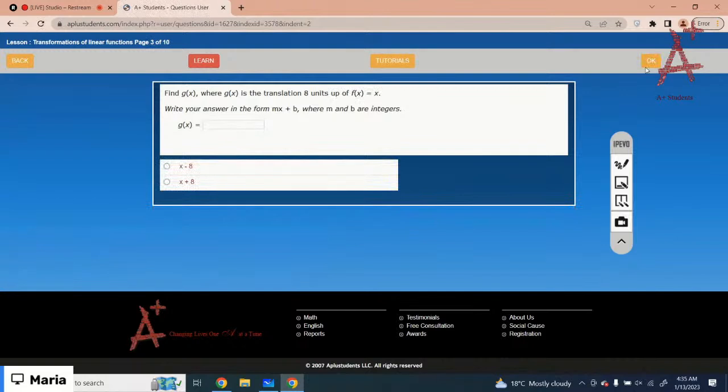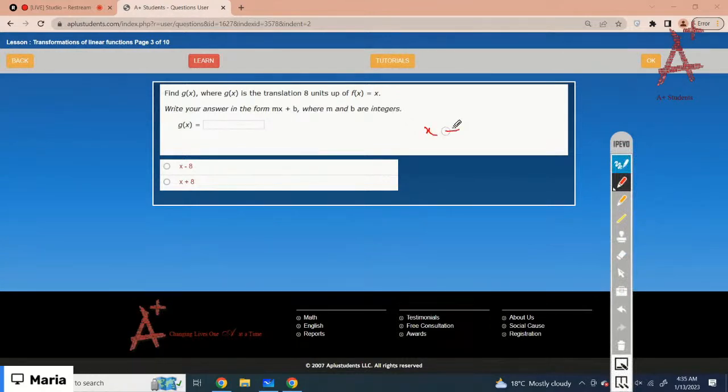Okay, the next one is: find g of x, where g of x is the translation 8 units up of f of x, got it? Now the function is translated 8 units up, got it? So it would be x plus 8. Whenever you have to translate up, you have to add, so it would be x plus 8, got it? So the correct option is option number 2. Just select the correct option, then click on the OK button.